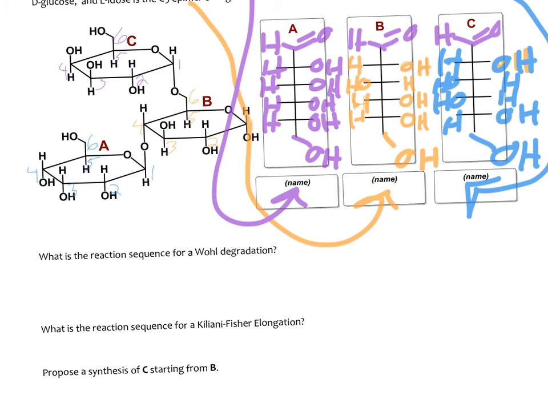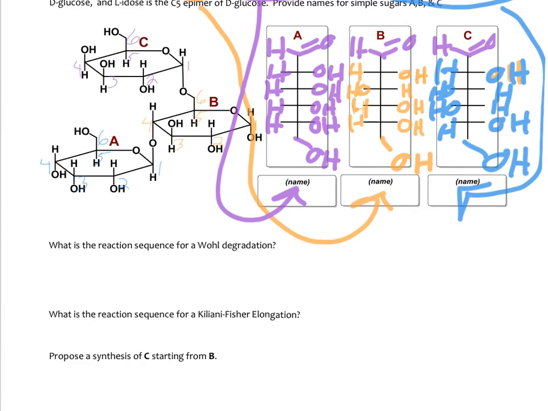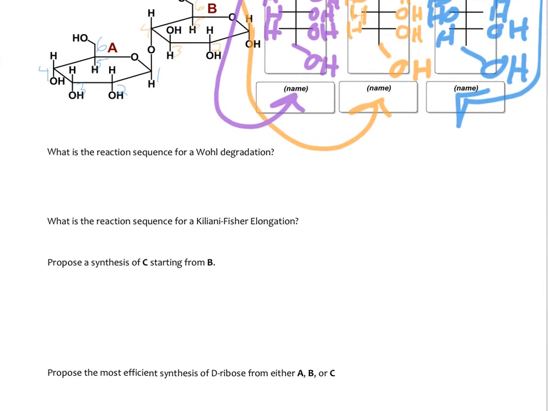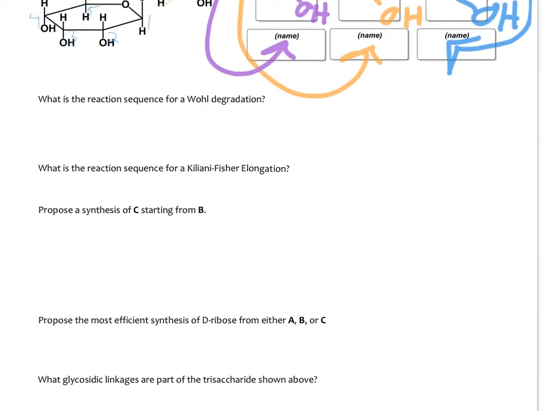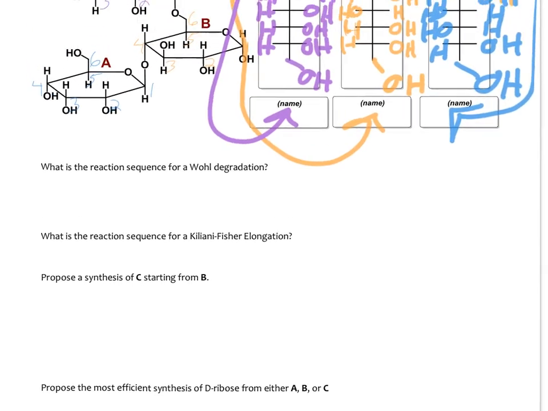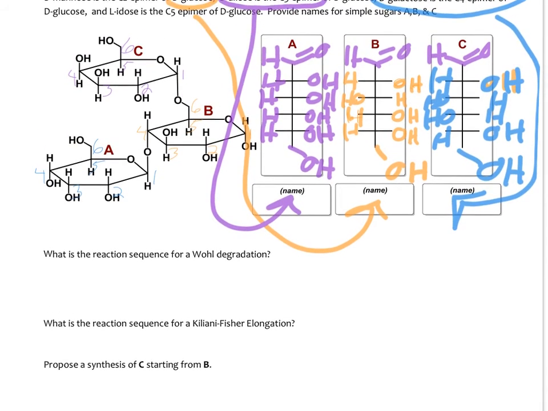Alrighty. What is the reaction sequence for a Wohl degradation? You should look that up. You should flashcard that. What is the reaction sequence for Kiliani-Fischer elongation? Also, that's flashcard chemistry. Propose a synthesis of C starting from B. All right, so this is a little bit tough. We look at B and we look at C.